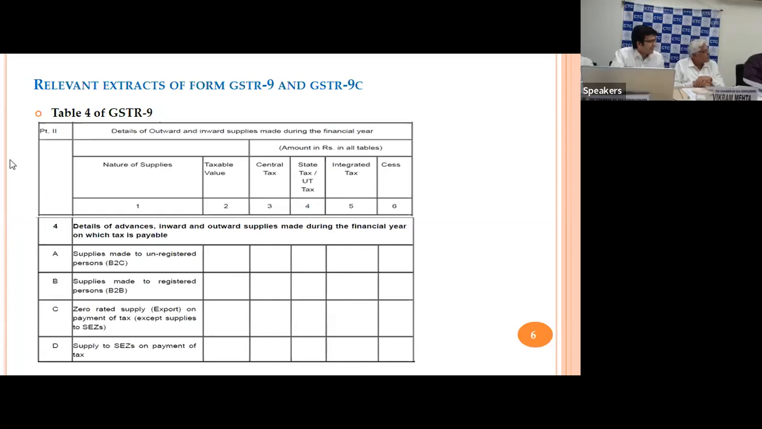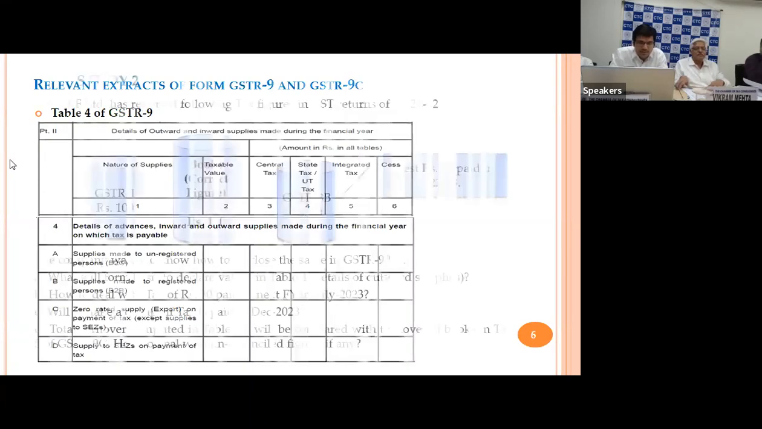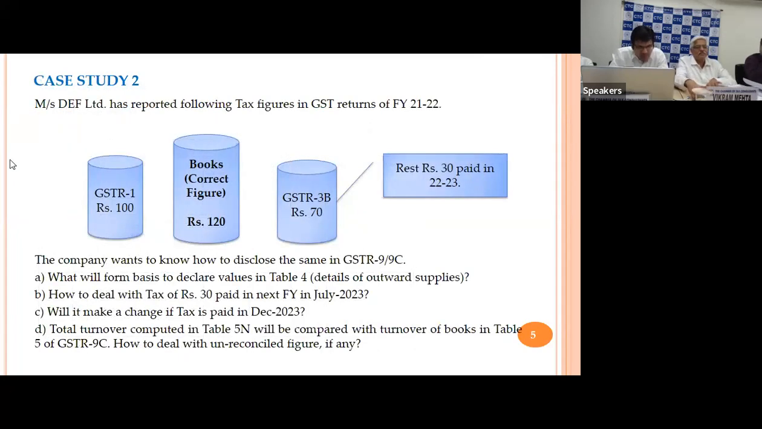Table 11, 10 minus 1. I'll tell you, one minute. I'll just repeat the figures for everyone. In this example itself, let me go back to my PPT. Okay, so in this GSTR-1 remains 100, books figure remains 120, 3B 70 rupees is paid, but that 70 includes 10 rupees from last year, and 30 is paid in 22-23.